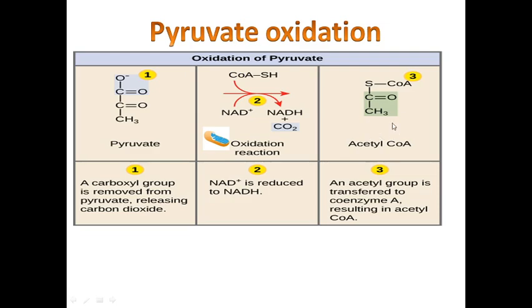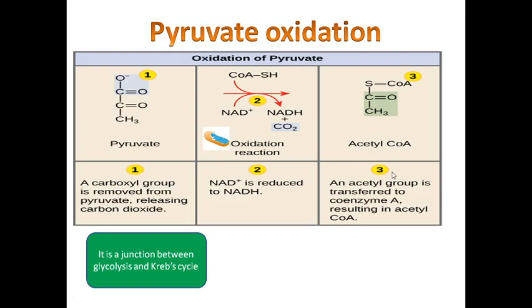As a result, we get this acetyl group. It is added to coenzyme A, and we get acetyl coenzyme A. So let me tell you, it is a junction between glycolysis and the Krebs cycle. You cannot say pyruvate oxidation occurs in glycolysis, and it doesn't occur in the Krebs cycle. It is a junction between glycolysis and the Krebs cycle. I hope I am clear here.